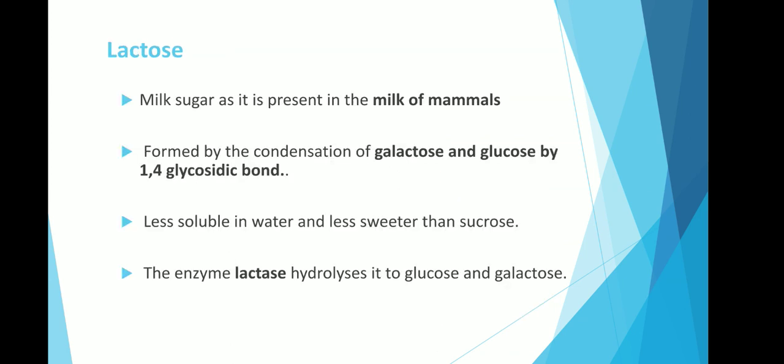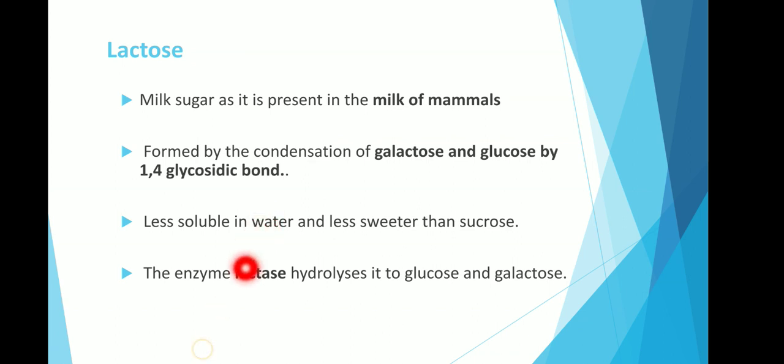And the next important disaccharide is lactose. It is a milk sugar because it is present in the milk of mammals. It is formed by the condensation of galactose and glucose. It consists of two monosaccharides, galactose and glucose, linked by a 1,4 glycosidic bond. It is less sweet than sucrose and thus less soluble in water. Here one enzyme is present, lactase, which hydrolyzes lactose into glucose and galactose. These are the two monosaccharides present in lactose.